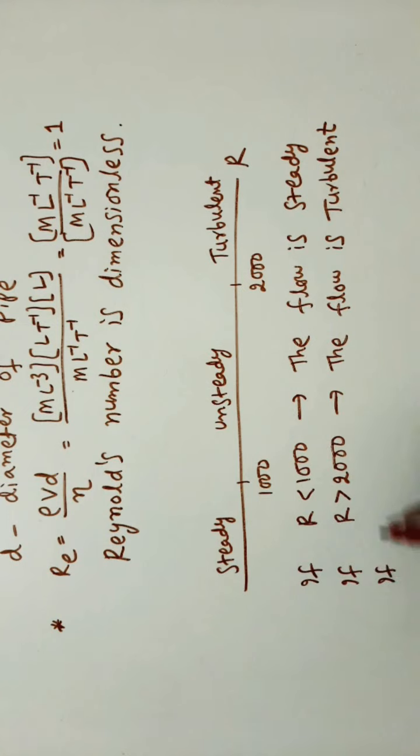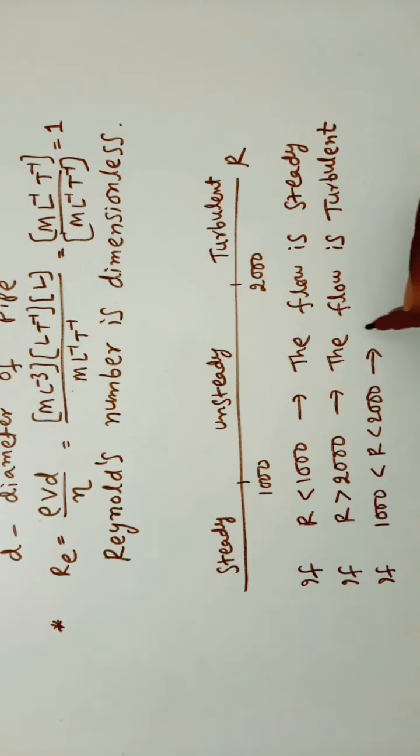If R is between 1000 to 2000, the flow is unsteady.